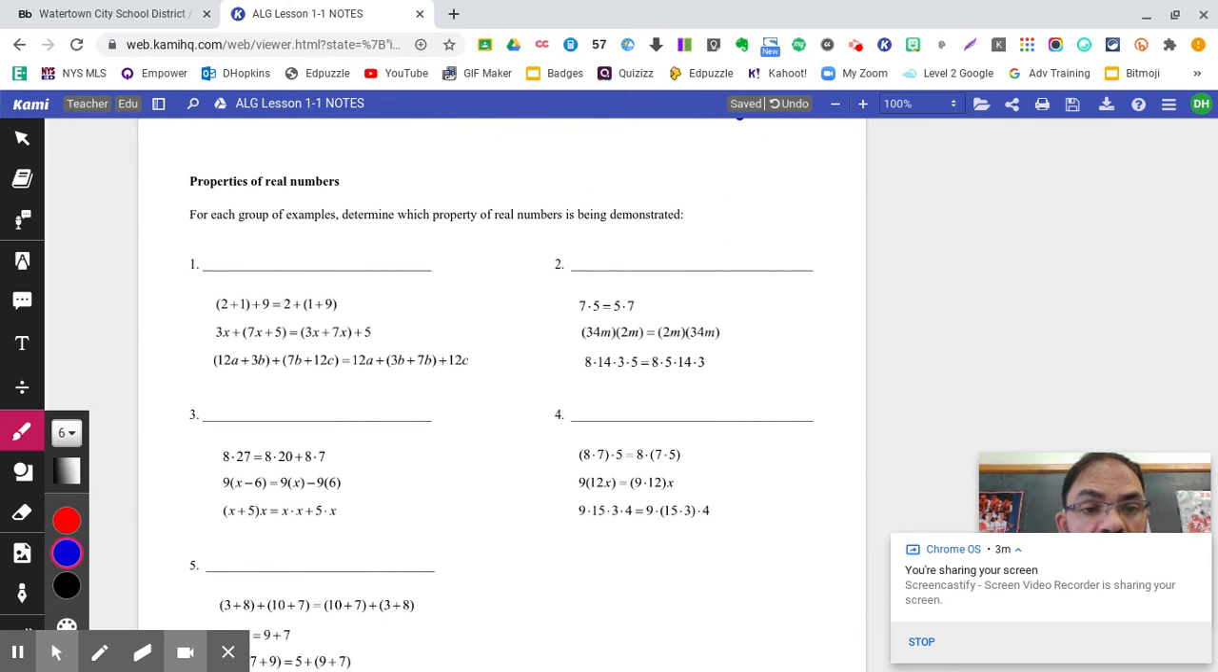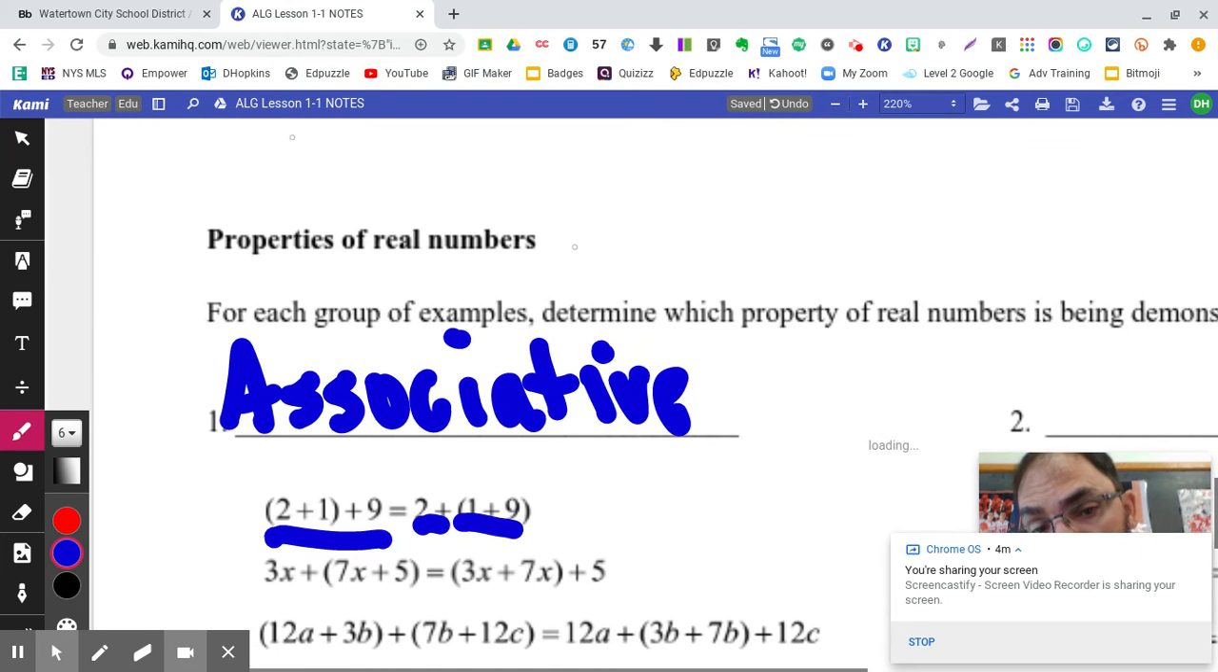Properties. For each group of examples, determine which property of real numbers is being demonstrated. So right here we have 219, 219. When order stays the same, but the parentheses move, that is the associative property. Number 2, 7 times 5 equals 5 times 7. When the order flip-flops, that is the commutative property.